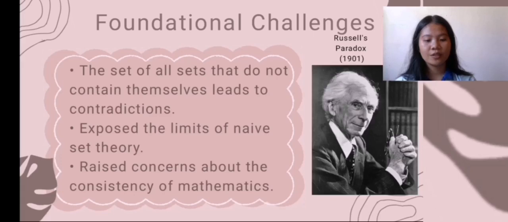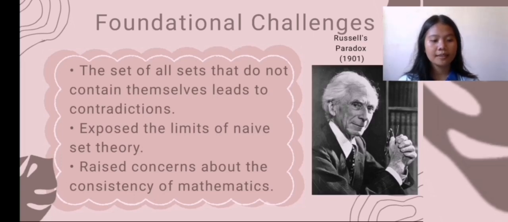However, set theory wasn't without its challenges. One major issue was Russell's paradox, discovered in 1901. It goes like this: if we create a set of all sets that do not contain themselves, does that set contain itself? If it does, then it shouldn't, and if it doesn't, then it should. This paradox exposed a serious flaw in naive set theory and raised questions about the consistency of mathematics. It was a wake-up call for mathematicians to rethink their approach.